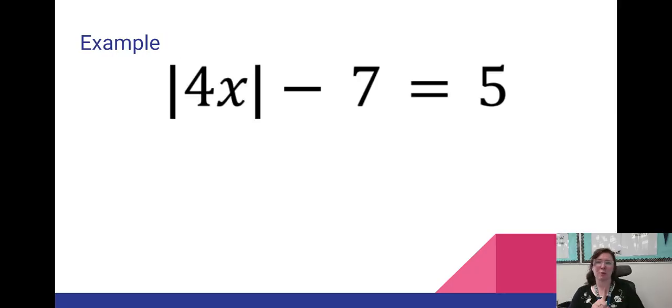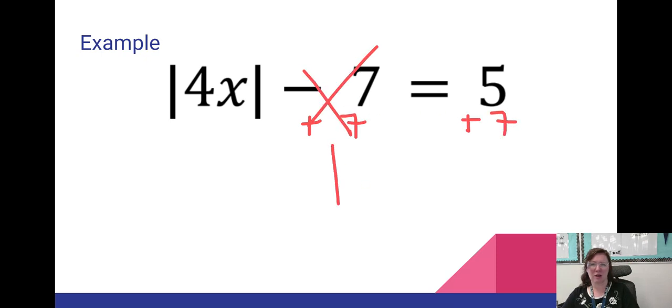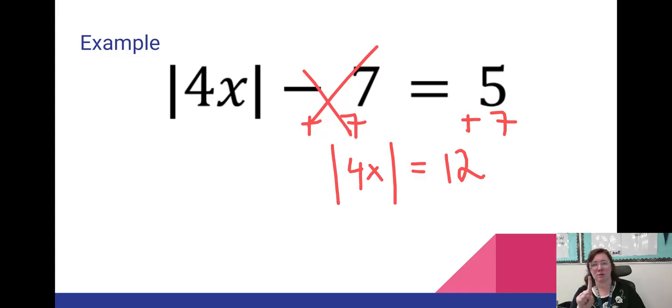Okay, so our first step was outside. Get rid of anything outside the absolute value bars. Here's our absolute value bars. This is outside it. I got to get rid of it. The opposite of a minus 7 is plus 7 on both sides of the equal sign. And now I have the absolute value of 4x equals 5 plus 7 is 12. That was the first step, outside.